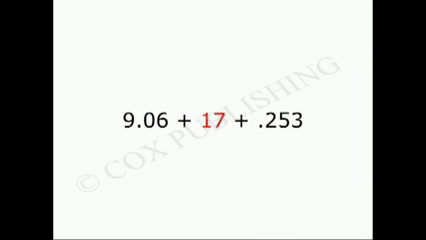First I have to write the whole number 17 as a decimal number. Then I line up the decimal points in order to keep everything straight. I can add zeros to fill in the places to make sure everything is lined up right. I put my decimal point in my answer in line with my decimal points in my problem, then add all the columns. The answer is 26 and 313 thousandths.